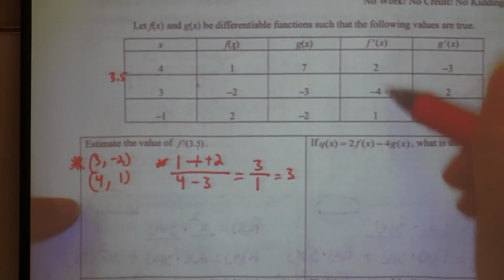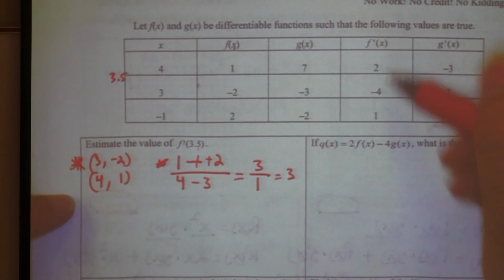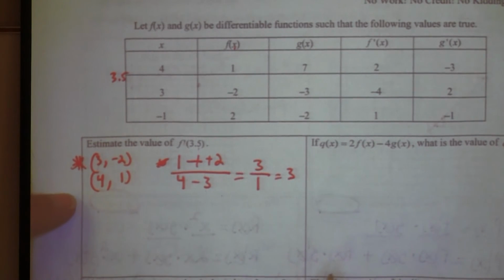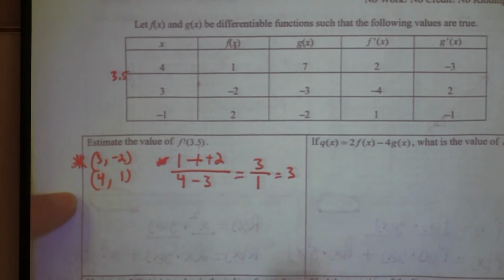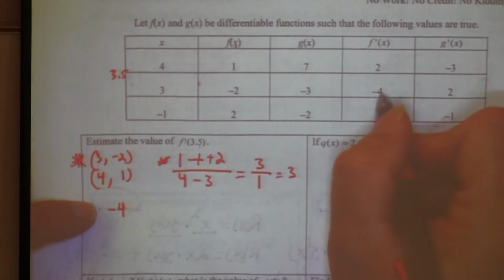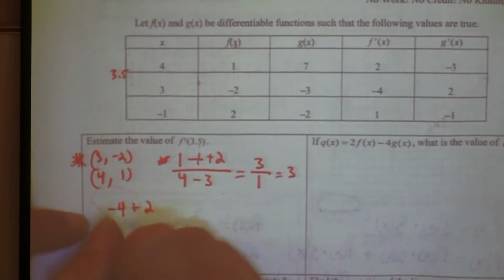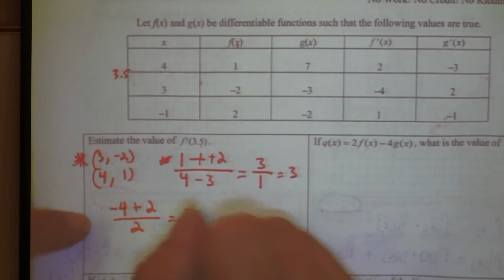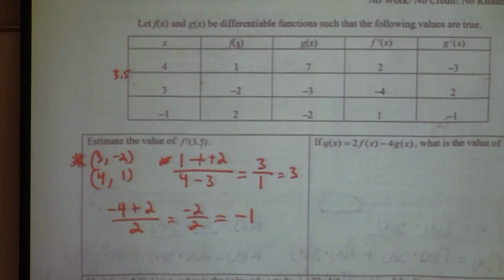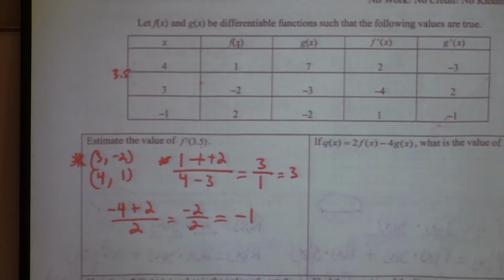Find the what between these two guys? The median? Okay. So what would that be? So that would be what? Negative 4 plus 2 divided by 2. So that's negative 2 over 2, which is negative 1. Oh my God. Which one do you think is the right answer?